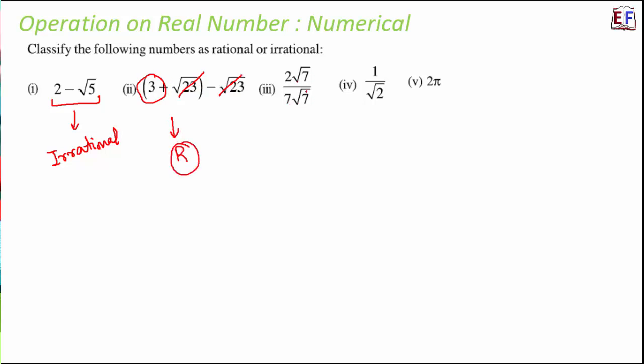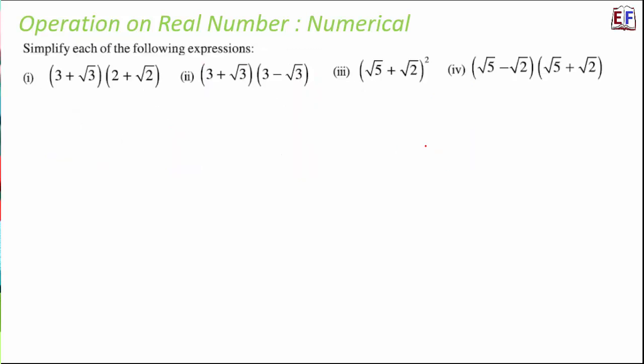2 root 7 by 7 root 7. So root 7 will get cancelled. So this will eventually be 2 by 7, which is a rational number. 1 by root 2. So this is an irrational number. So even if we rationalize it, we will still have an irrational number in the numerator. 2 pi. So pi is an irrational number. So obviously 2 pi will also be an irrational number.